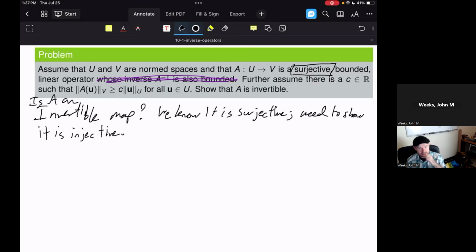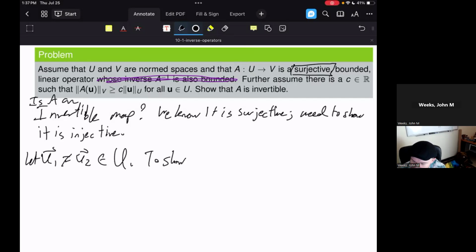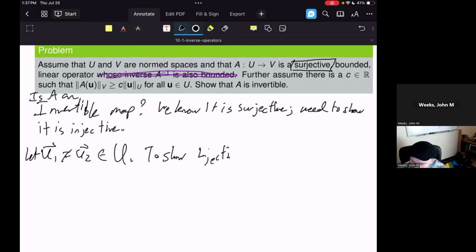Recall what injective means. It says that if you have two distinct vectors inside of your domain space, then they have to map to two distinct vectors inside of your codomain. That is, let's say that you have vectors U1 not equal to U2 inside of your domain space, which is capital U for us. Let U1 be not equal to U2 inside of this space. To show injective, we want to show that if you map A U1, then that's not going to be equal to A times U2. So let's see if we can do that using this inequality.